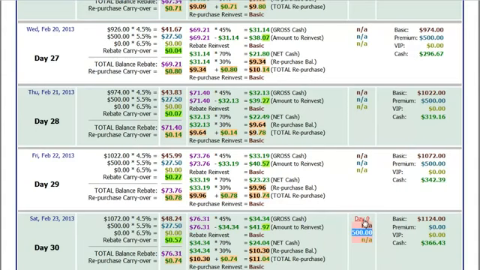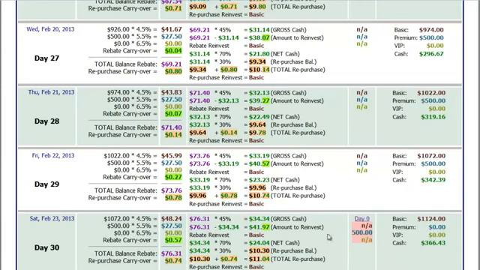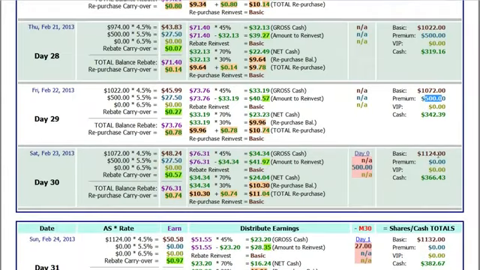And you can actually click here and go back to day 0 to say, did I have 500 on day 0? Yep, there it is. And hit our back button and we're back to where we were. So our basic points went from 1072 to 1124, but our premium now have dropped off to 0.